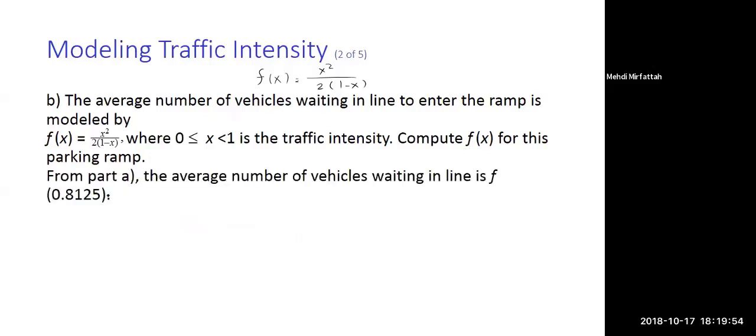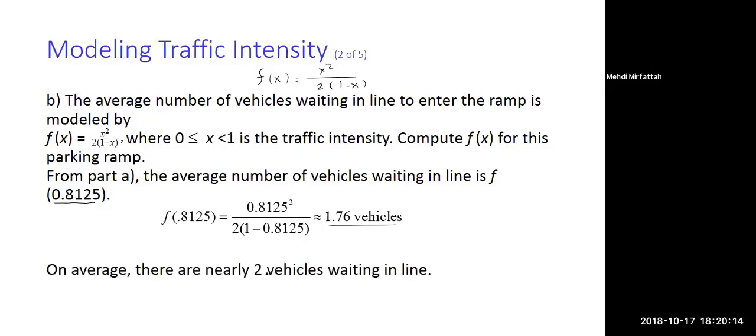So from part A, we find x to be equal to 0.8125. That's all I have to do, just substitute 0.8125 for each x, square it at the top, over 2 times 1 minus 0.8125. That would be about 1.76. So on average, there are about 2 vehicles waiting in line.